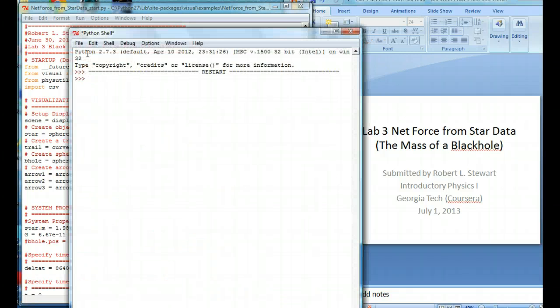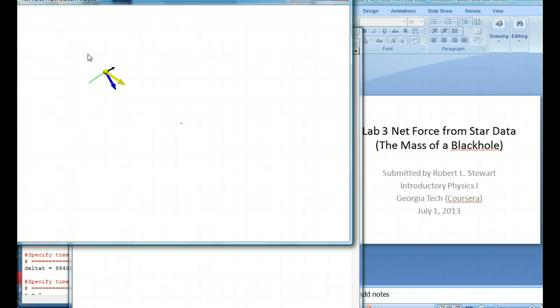Lab 3, Net Force from Star Data, the Mass of a Black Hole, submitted by Robert L. Stewart.